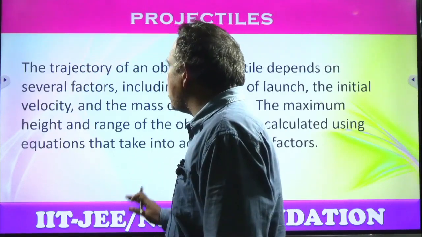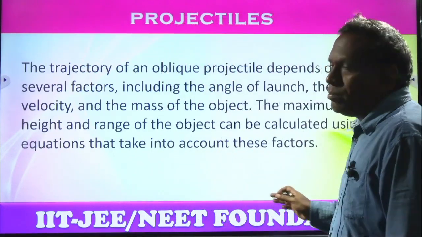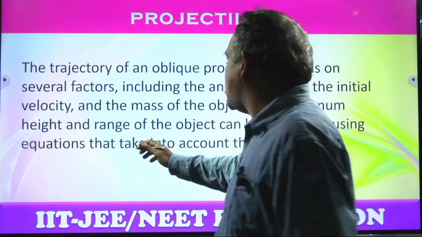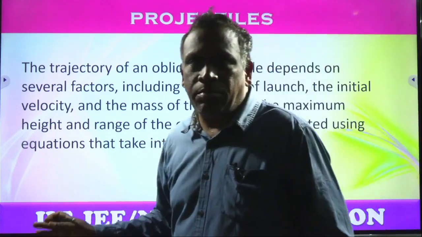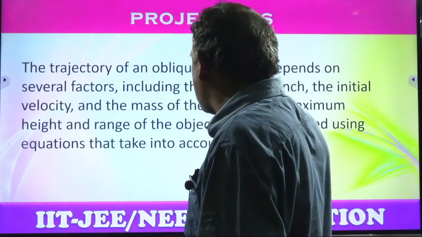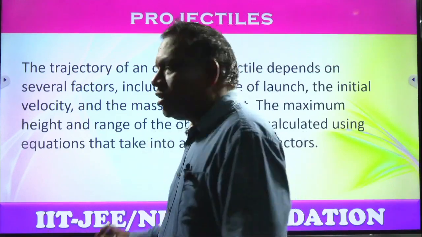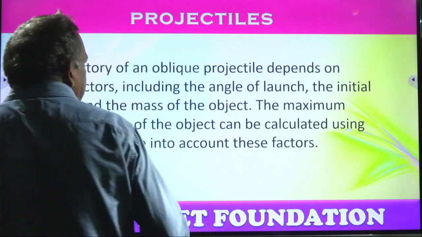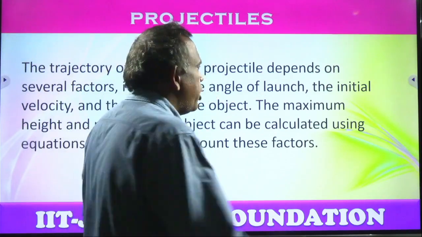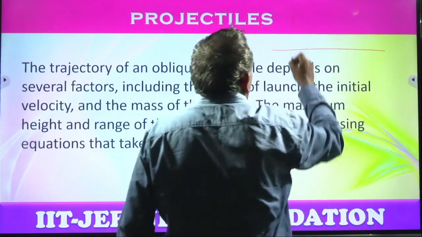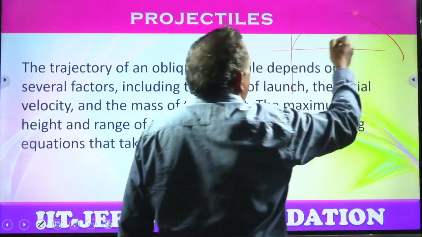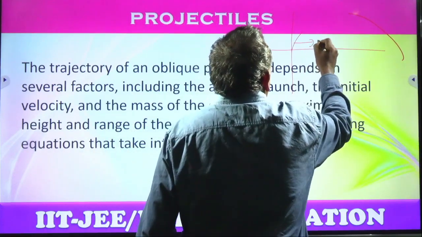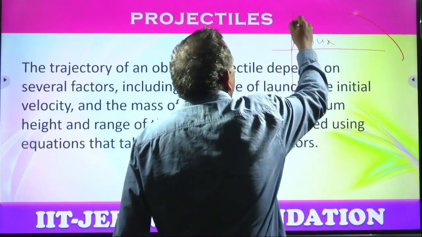The trajectory of an oblique projectile depends upon several factors: angle of launch, initial velocity, mass of the object, maximum height, etc. So we have to derive these equations. The derivation is simple here. If a body is projected at a certain angle like this, the initial velocity resolves into two components, one along the x-axis and another along the vertical.